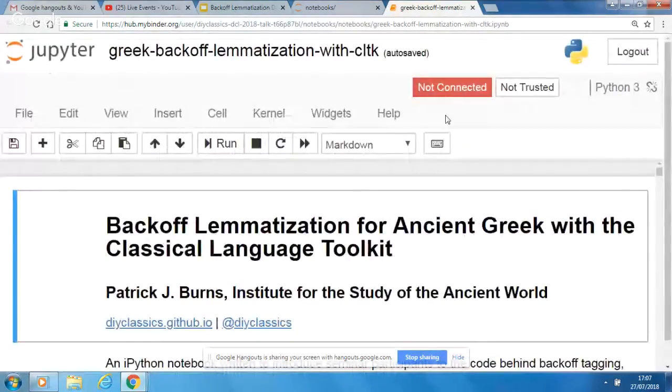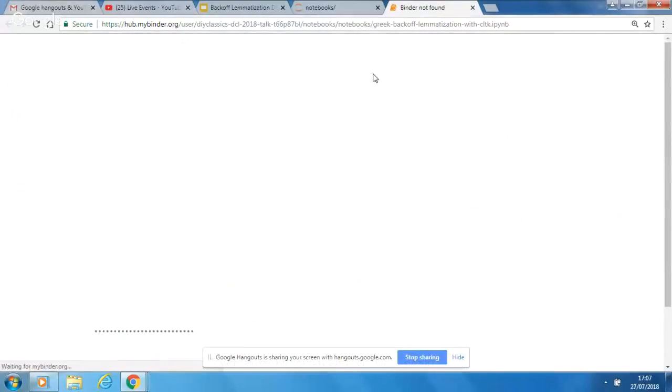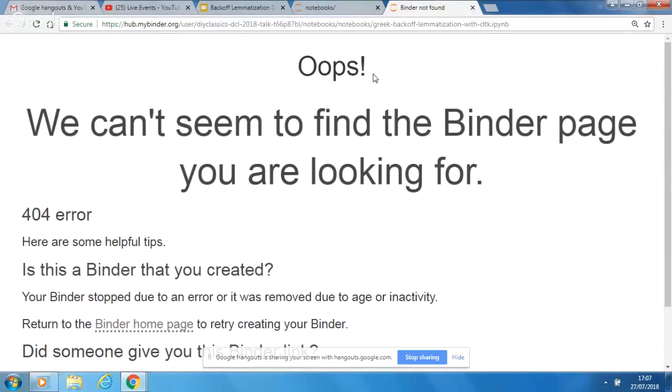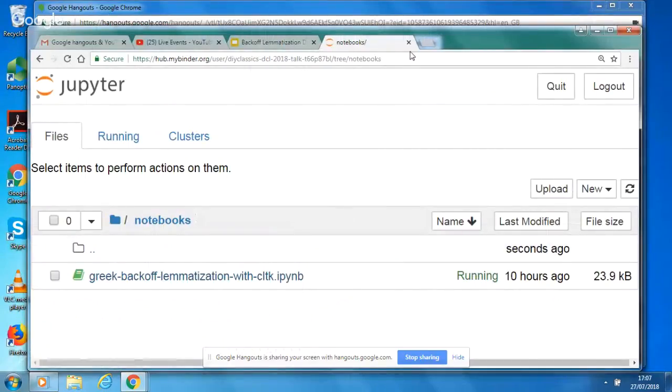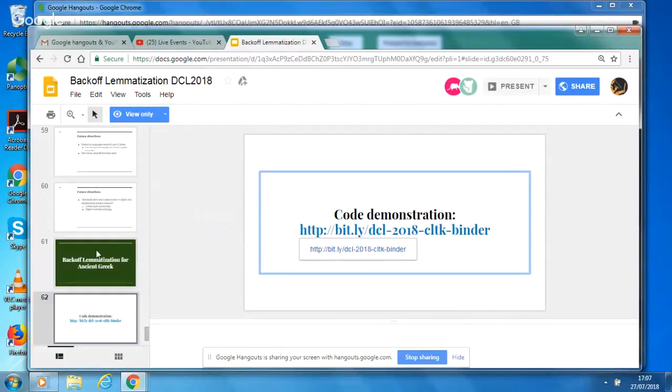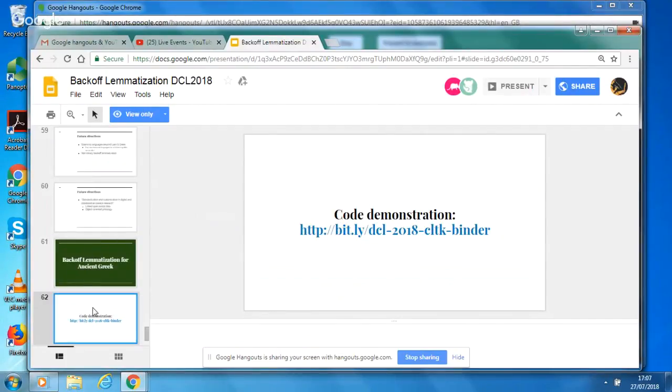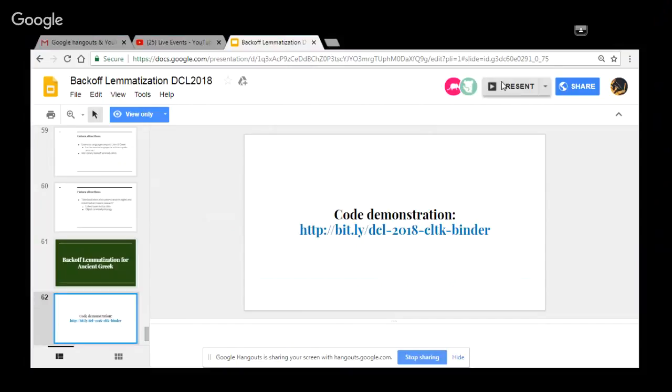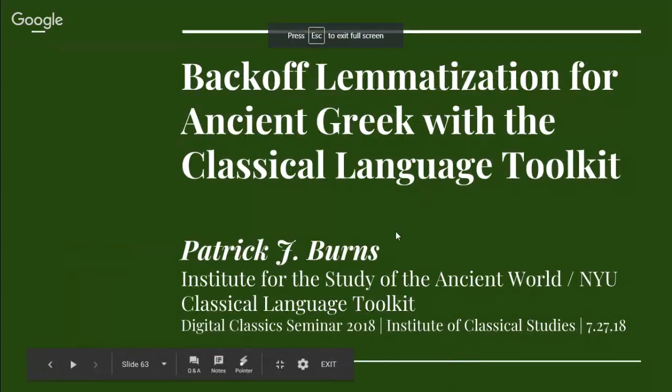Uh-oh, that's not good. Let's see. I was so close to getting through with no technical problems in a technical demonstration. So let's try to launch it from here again.